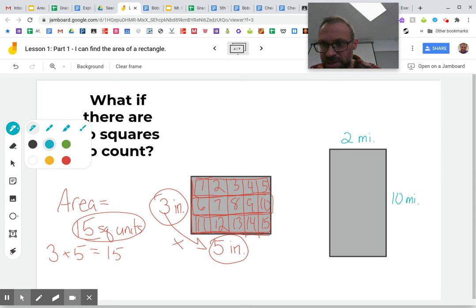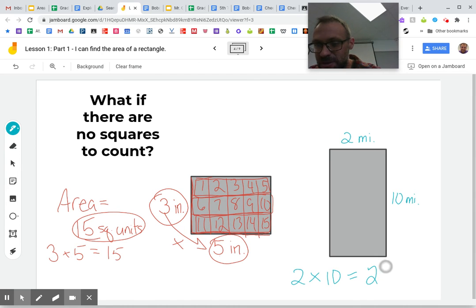We multiplied 3 times 5 here. I wonder if I multiplied 2 times 10, what would I get? 2 times 10, what is that? Yes, 20. 20 miles squared, or 20 square miles. Interesting. So this was 2 miles, which means I needed 2 columns, and this was 10 miles, so I needed 10 columns.